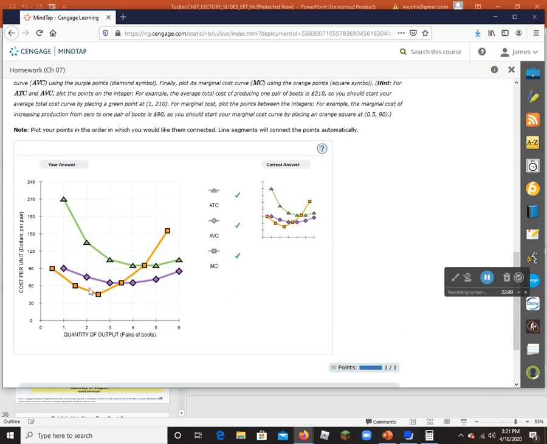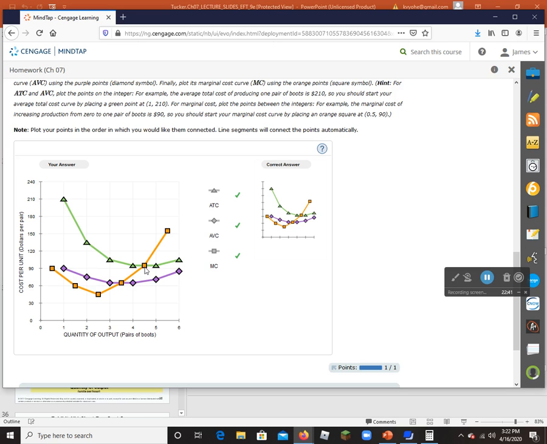This orange curve is the marginal cost curve. The purple curve, which is always below average total cost, is the average variable cost curve. And then this is the average total cost curve. Where the orange marginal cost curve crosses each one of these is an important point. This is actually what we call the shutdown point, and that goes over to $65. Any price below $65, this firm will shut down.